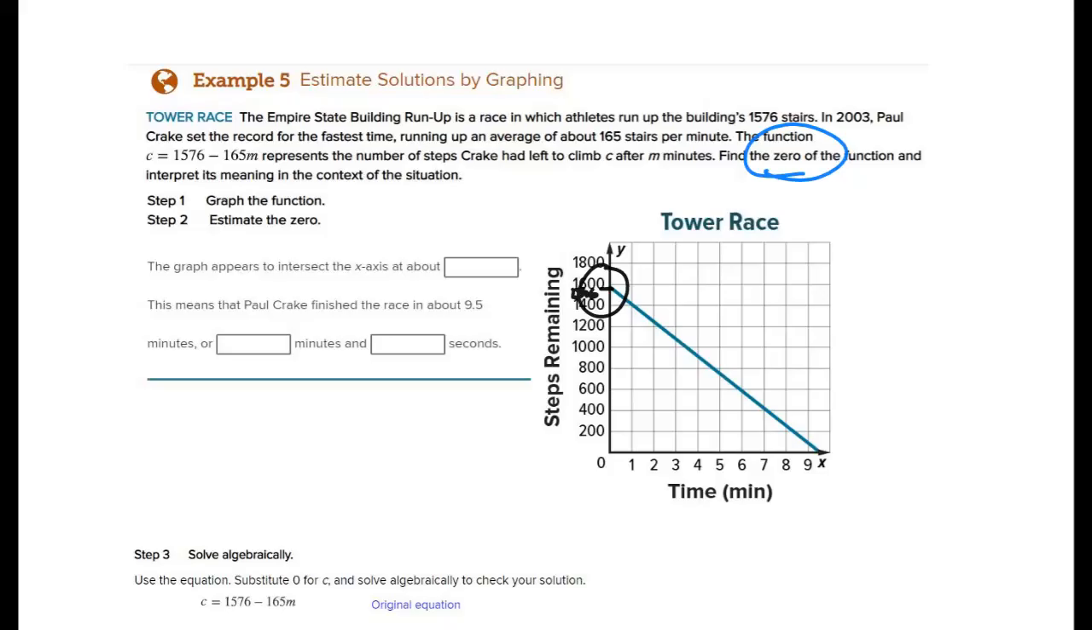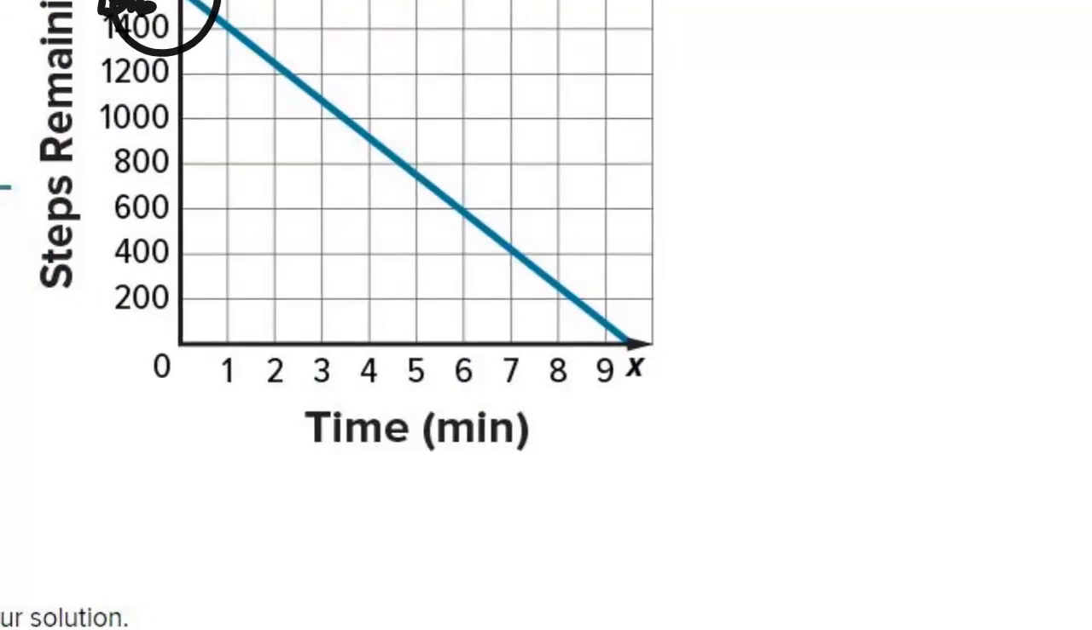What's my x-intercept? Is it 9? I think it's right here. If this is 9, we have a scale of 1. So that looks to be 9.5.